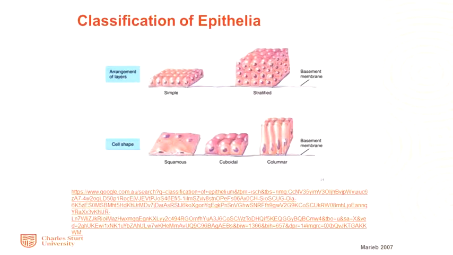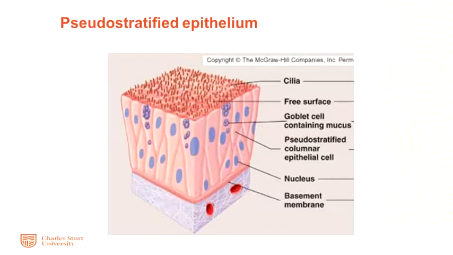You can see this simple epithelium just with one layer of cells. We also have a stratified epithelium. You can see there's multiple layers of cells on top of each other. And then we have this pseudostratified epithelium. This one here has cilia, which you can see at the top, and it's found in the respiratory tract. Okay, and the cells produce mucus as well.